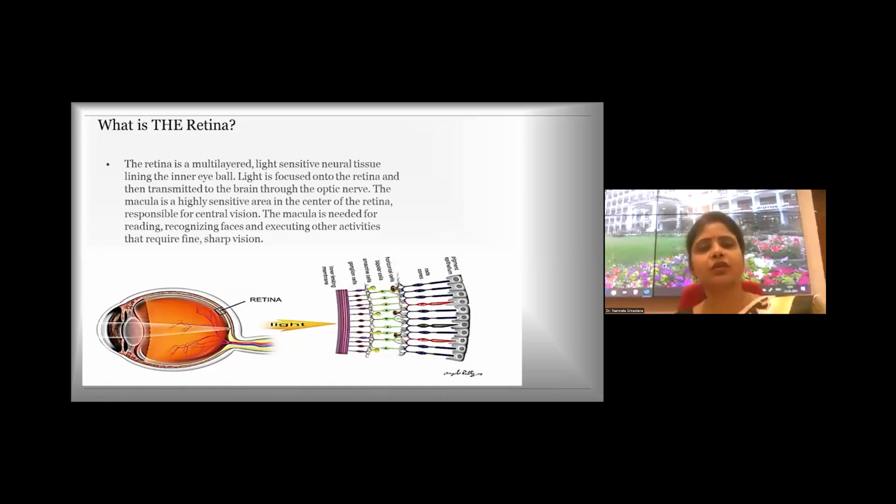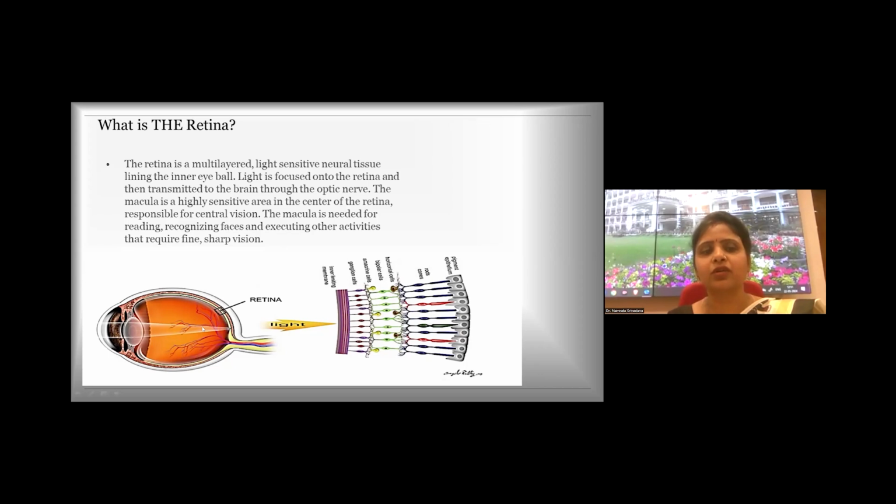Okay, now what is the retina? First of all, here we discuss diabetic retinopathy. So what is the retina? In the picture, we can see the retina is a multi-layer structure of light-sensitive nerve tissue lining the inner surface of the eyeball, and light is focused on the retina and then transmitted to the brain through the optic nerve. In the picture, we can see the macula, which is the center of the retina, is highly sensitive and is responsible for central vision.